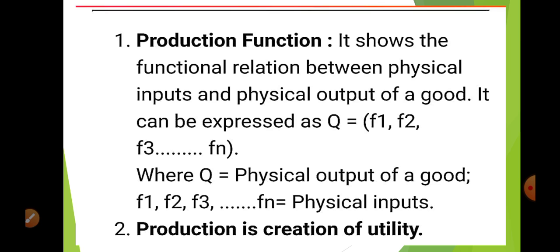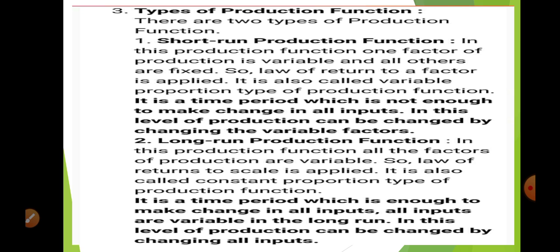Now, production is the creation of utility. Here it is given what the term production means. Production means enhancing the utility, or transforming anything into useful goods, like timber. When a carpenter makes a table, furniture, it becomes a useful thing. So this is production. Production is the creation of utility.